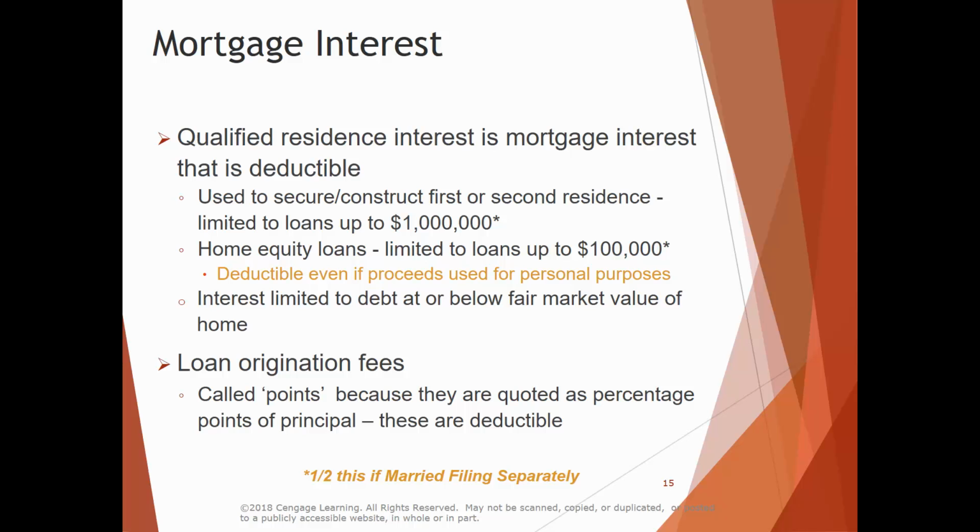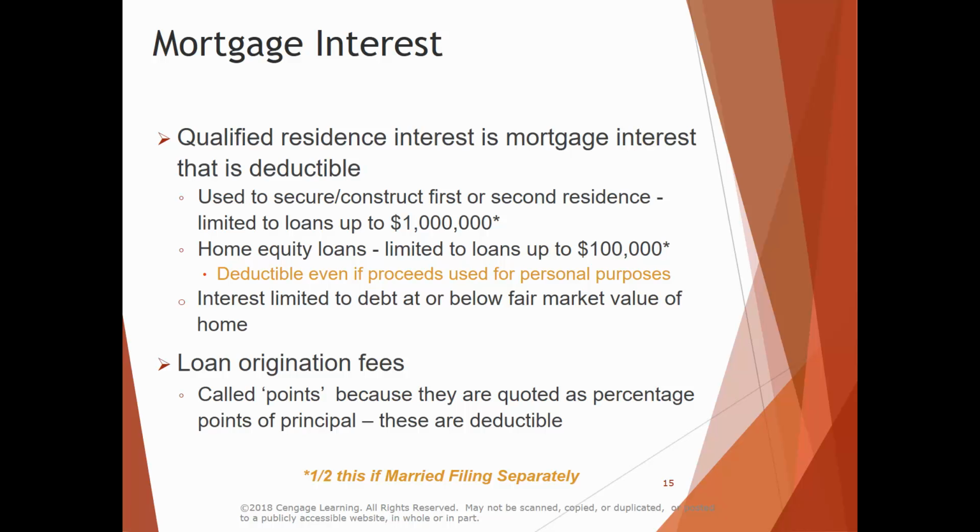I don't think I made this point about points, but you get them when you originally get a mortgage. There's also something you can do called a refi, or refinance, where you're like, oh my gosh, rates have dropped a bunch, or whatever. And then you might have points on a refi. Here's the difference: on a refi, you don't get to take them straight away, you have to amortize them over the life of the loan.